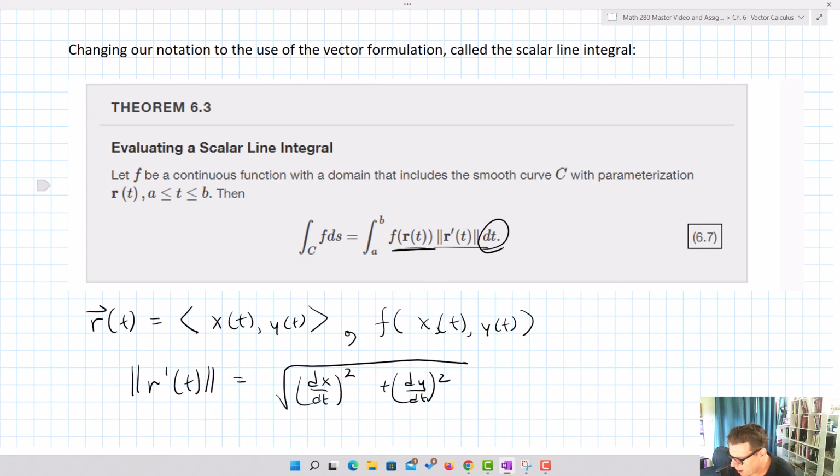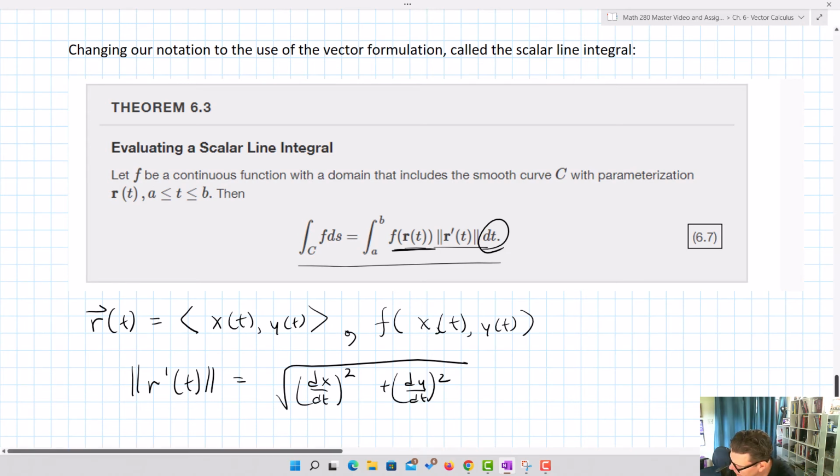So really, for all practical purposes, evaluating a line integral utilizing this notation is exactly the same, right? It's just that sometimes we want to think about these from the perspective of a vector formulation, and that sometimes ends up being handy for us, and we'll see that in just a moment.